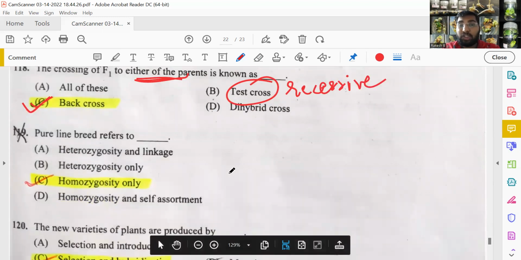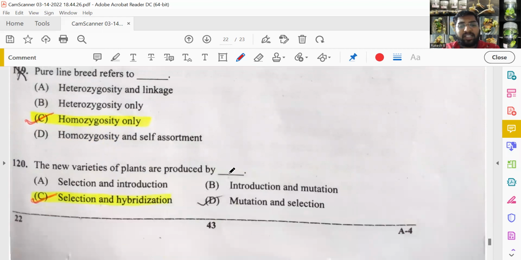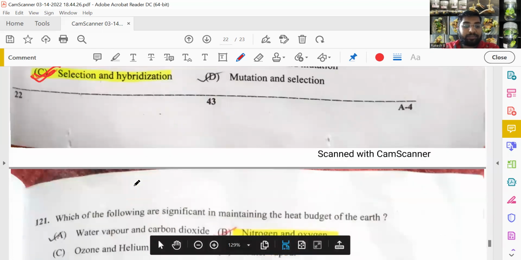Pure line breed refers to the homozygous condition only. It is called pure line breeding. And new varieties of plants are produced by selection and hybridization. How do I produce a new variety? I have to hybridize and I have to select. It is very simple. Selection and hybridization.